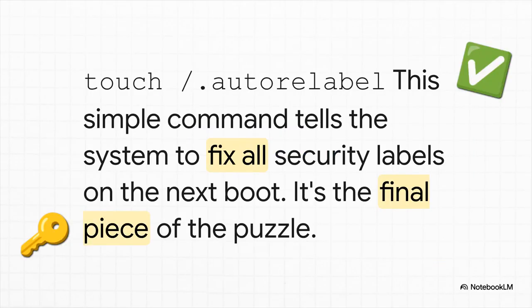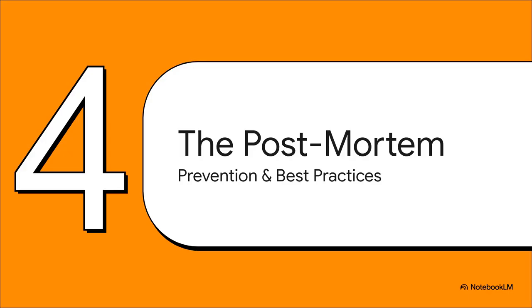See, when you're operating on the system from the outside, the special security labels that SELinux uses on all the files can get all mixed up. This simple little command, touch /.autorelabel, just creates a blank file. But that file tells the system, hey, on the next reboot, I need you to go through and fix every single file's security label. It adds maybe a minute to your boot time, but it will save you hours of pain. Trust me.